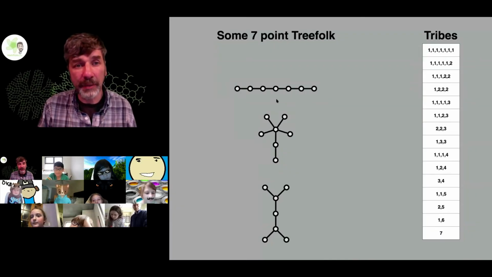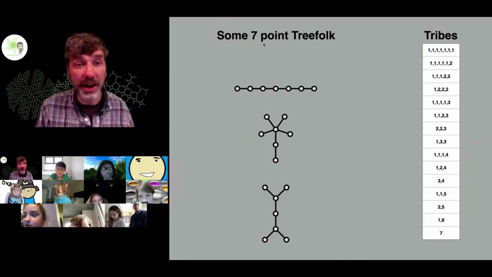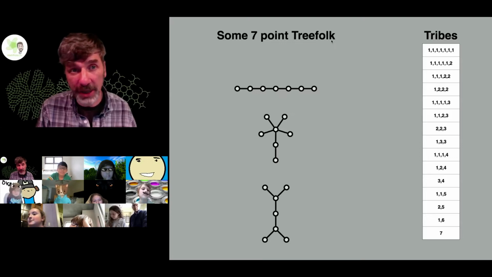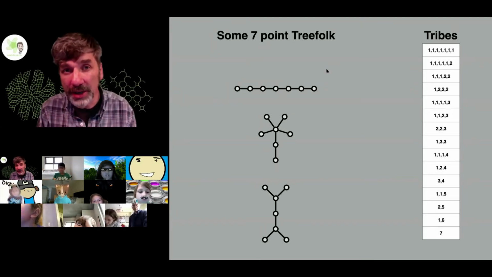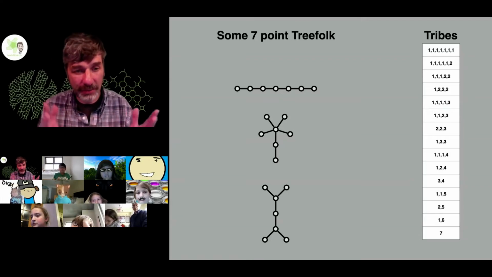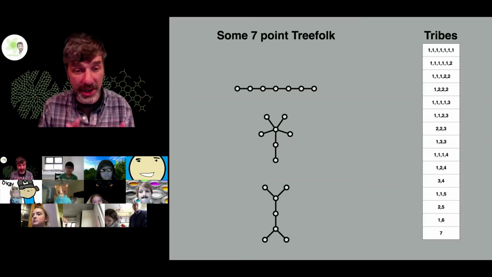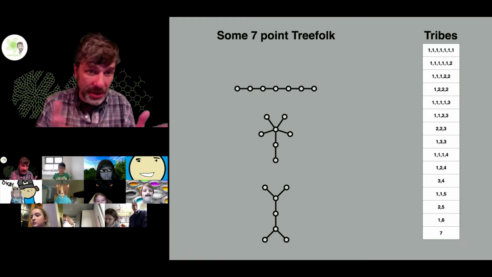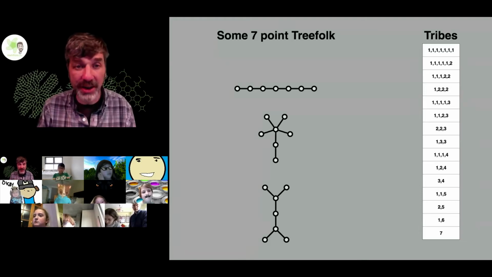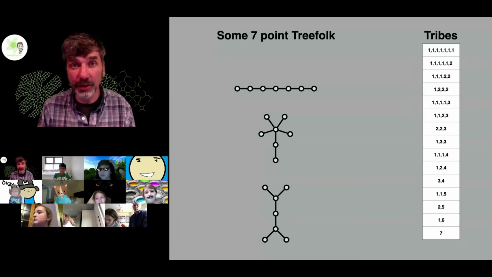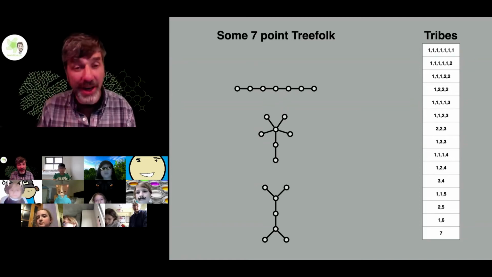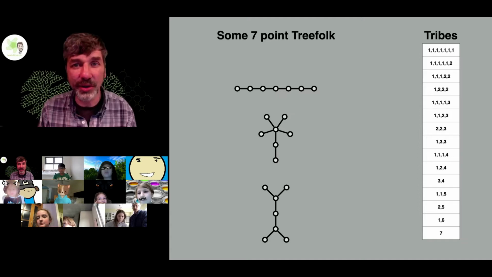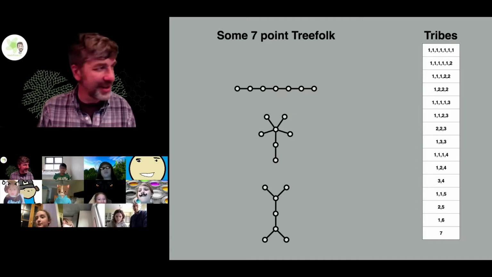So these are 3 of the 7-point Treefolk people. Okay, it's not all of them. You can imagine other 7-point Treefolk people. Whenever these Treefolk people get to age 7, there's a group of them, and these are just 3 kids in a Treefolk classroom. Okay, and the tribes, those are listed over on the right.